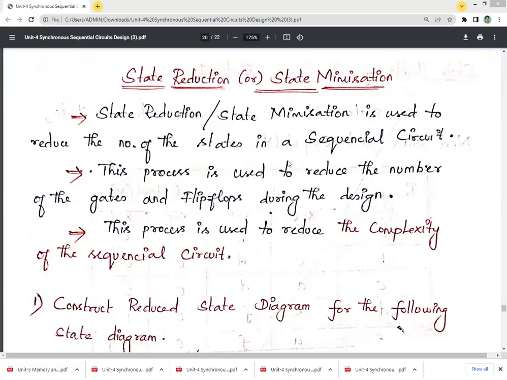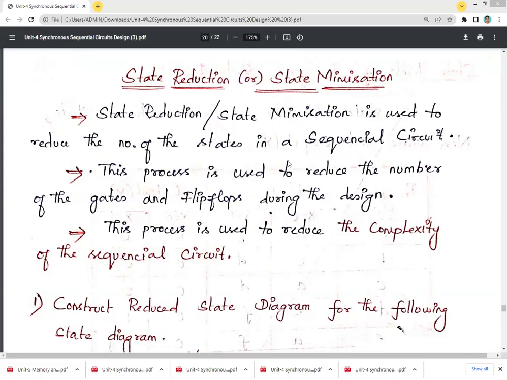Good evening, students. In this video, we are going to discuss what is state reduction or state minimization. State reduction is used to reduce the number of states in a sequential circuit. From the name itself, we know that. And the purpose of it is to reduce the complexity of the sequential circuit.